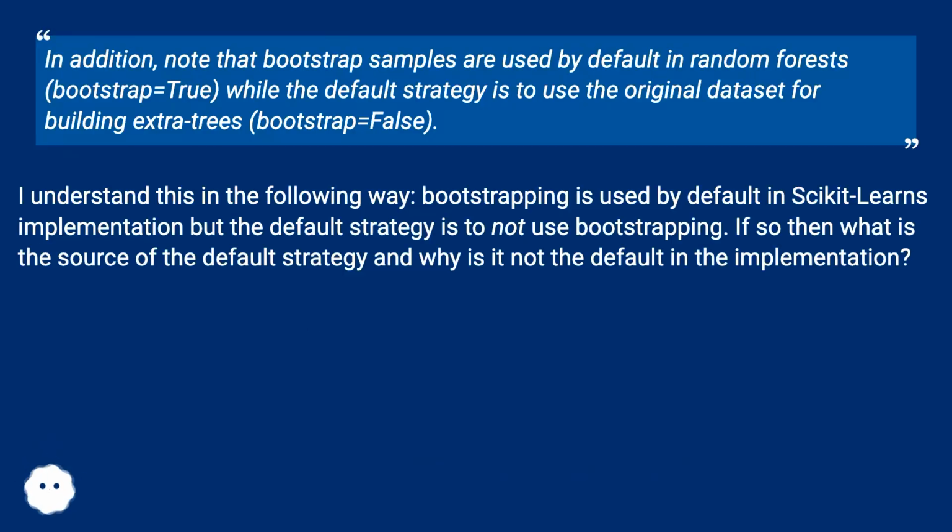"In addition, note that bootstrap samples are used by default in random forests (bootstrap=True), while the default strategy is to use the original dataset for building extra trees (bootstrap=False)." I understand this in the following way: bootstrapping is used by default in scikit-learn's implementation, but the default strategy is to not use bootstrapping. If so, then what is the source of the default strategy and why is it not the default in the implementation?